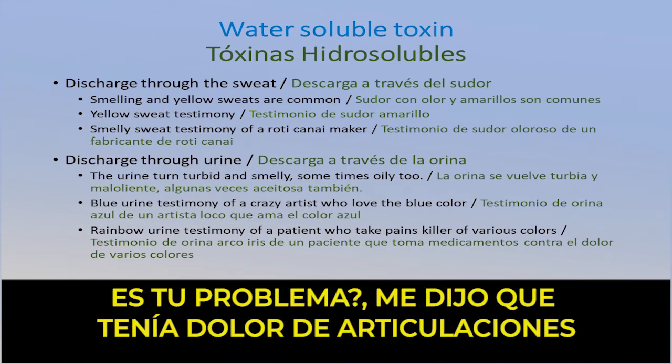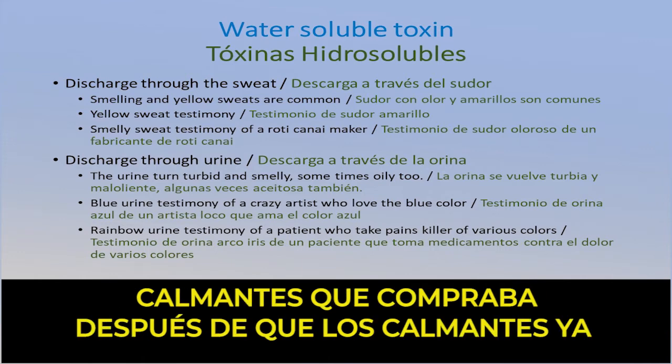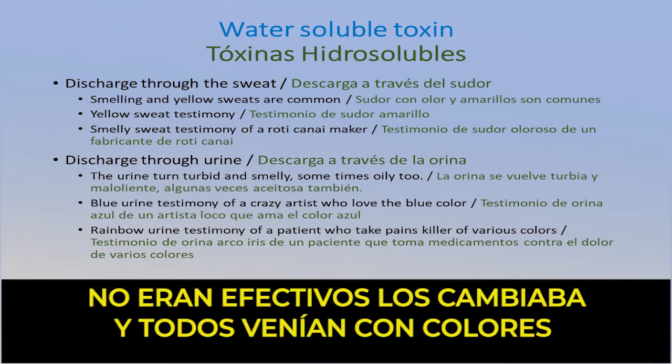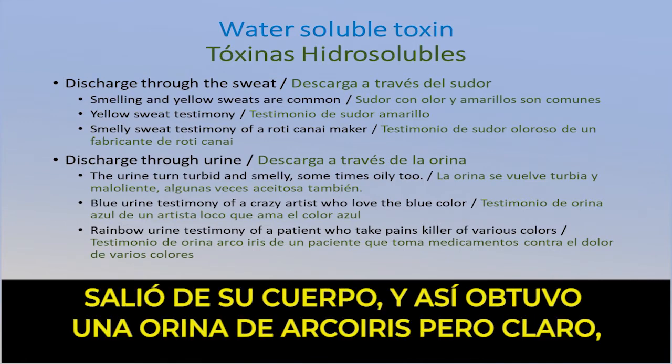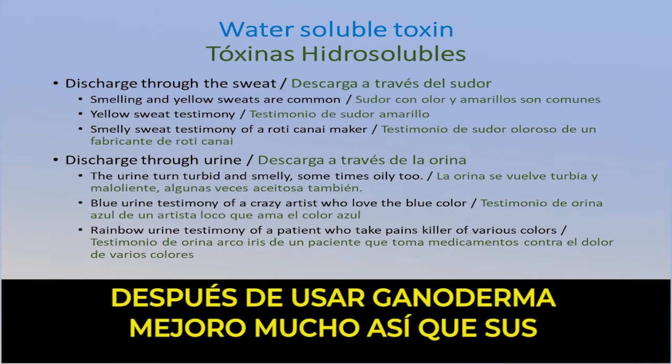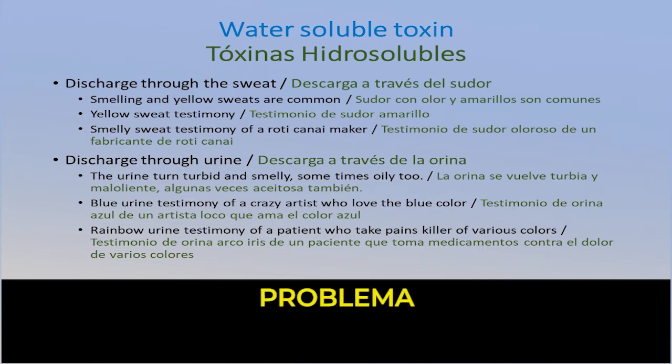So I asked him what the problem was. He said he was having joint pains and taking painkillers. The colors of the painkillers he bought from many pharmacies. After some time the painkiller was no longer effective, he changed, and came up with all sorts of colors for the past 16 years. So when he took Ganoterapy, all these things discharged from the body, and he got rainbow urine. But of course after taking Ganoterapy, he became much better. So his problem is solved. At the end of the day, he doesn't have this problem anymore.